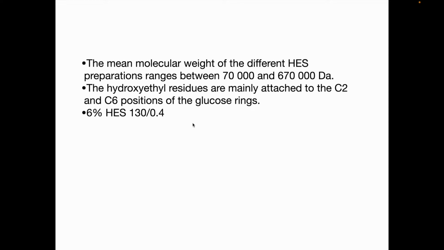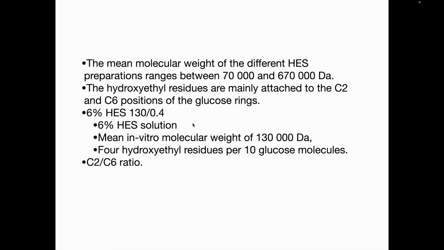So a common prescription is 6% HES 130/0.4. What does it mean? It means a solution of 6% HES in normal saline. Usually normal saline is the diluent in which the 6% HES is dissolved. The mean molecular weight is 130 kilodaltons, and the 4 hydroxyethyl residues per 10 glucose molecules are the substitution, that is the 0.4. The next is the C2 by C6 ratio.